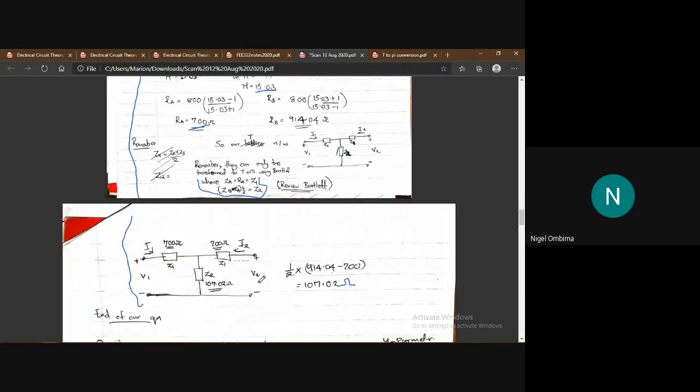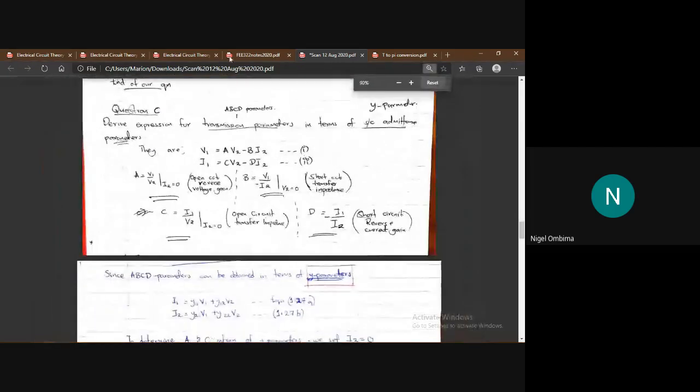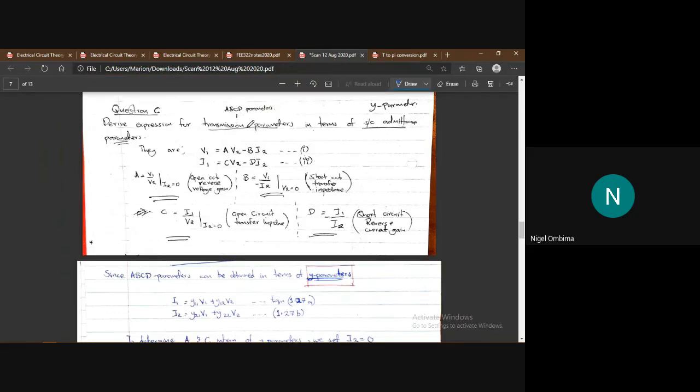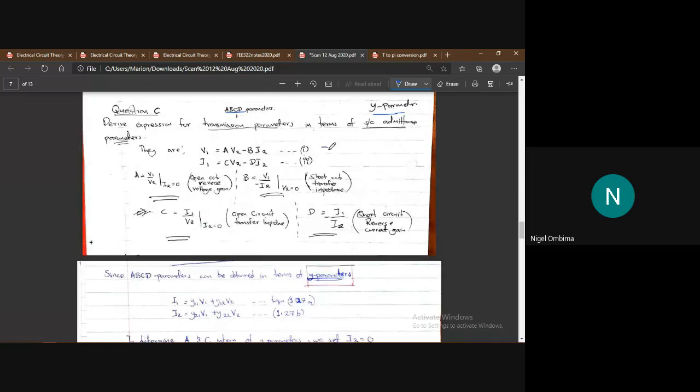Okay. Good. All right, tuendelee. Question C. What does it say? Derive expressions for the transmission parameters in terms of short circuit admittance parameters. Okay. So transmission parameters, it's just ABCD parameters. In terms of short circuit admittance parameters, is Y parameters. So lazima ujue ABCD parameters na Y parameters. Niliziandika hapa. So these are the parent equations. It looks like a tree.